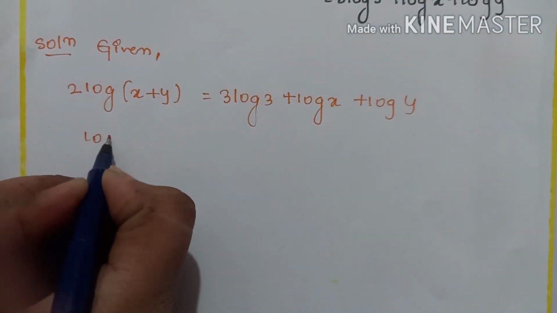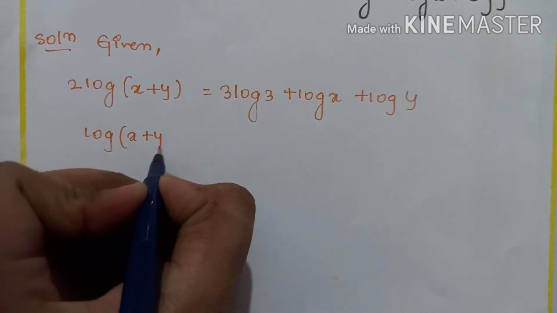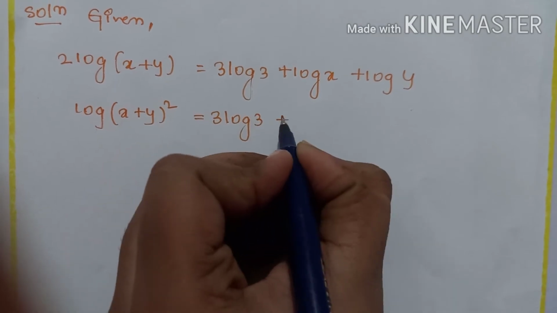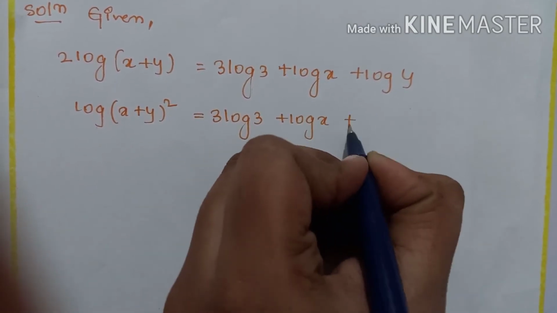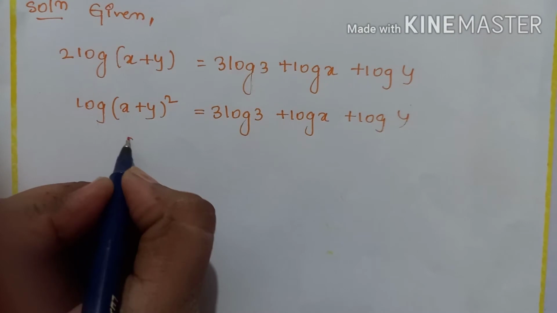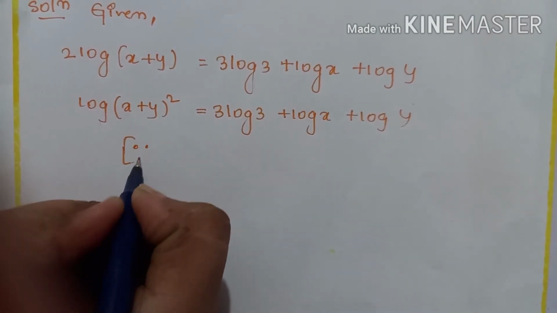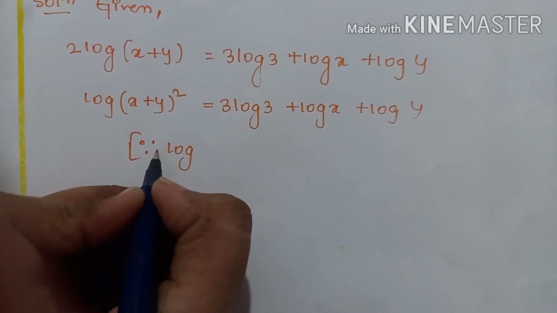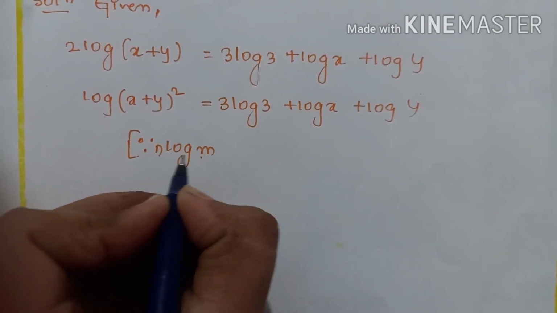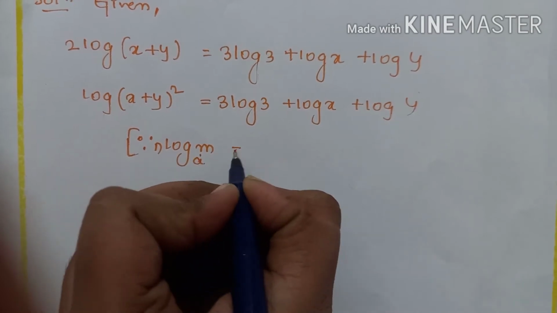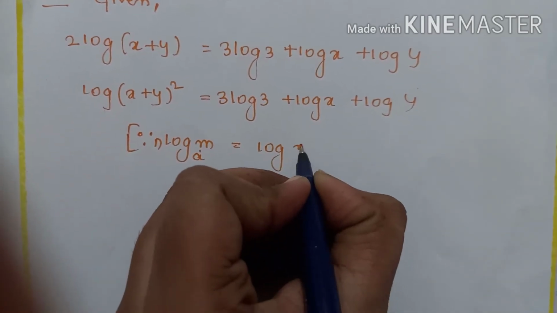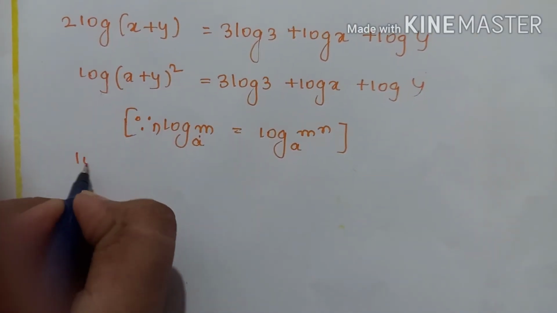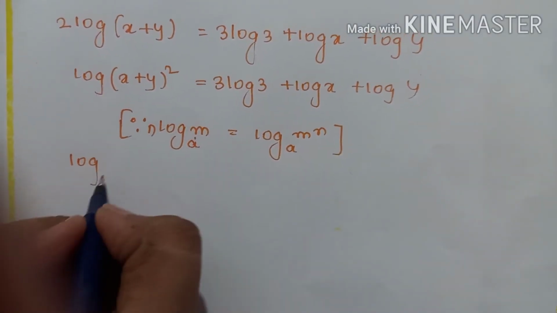Now this can be written as log (x plus y) whole square, which is equal to 3 log 3 plus log x plus log y. And here this step belongs to the property log m to the power n to the base a can be written as n log m to the base a. So this is in the form of (a plus b) whole square.